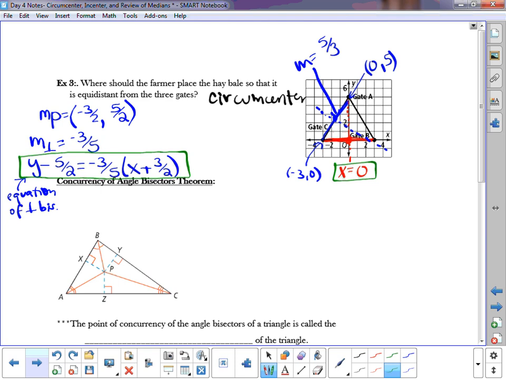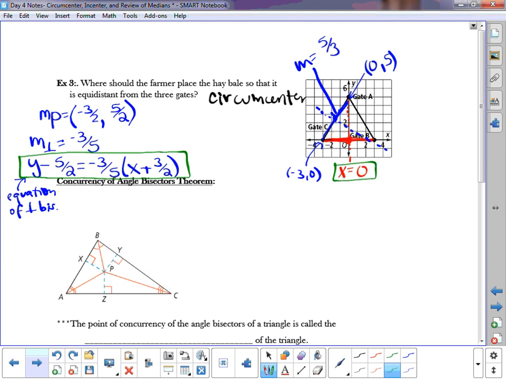Conveniently, x equals 0. That's pretty nice for substitution, because then I can just take 0 and put it in for x. I know that my circumcenter will have to be of x value 0 somewhere. So it's up to you. You can simplify this first and then substitute in, or just substitute in right away.